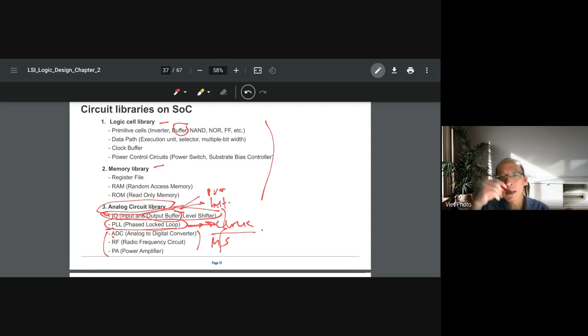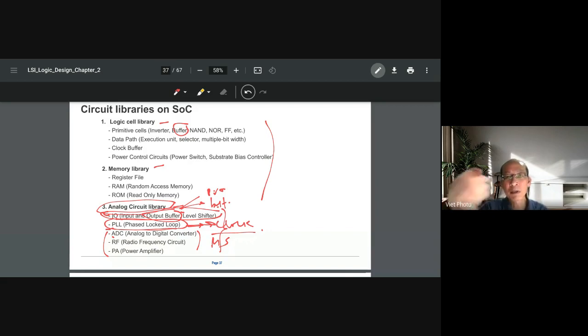Because when the signal goes inside, the current will be small, but when it goes outside, it will drive maybe the PCB, right? The PCB has a big metal layer, so the capacitance will be higher, so the current will be higher. So it needs a stronger transistor or stronger buffer. That's why we have the output buffer, and the output buffer will also have a protection circuit to protect it from damage from outside.